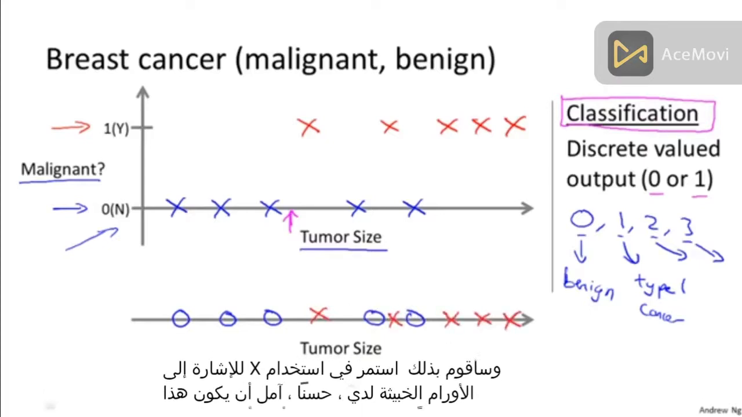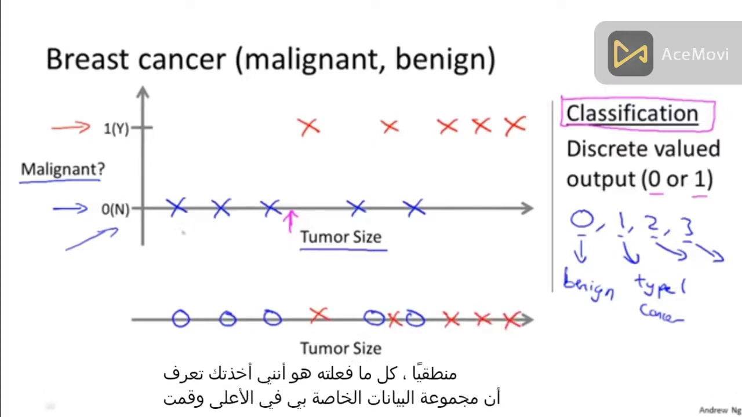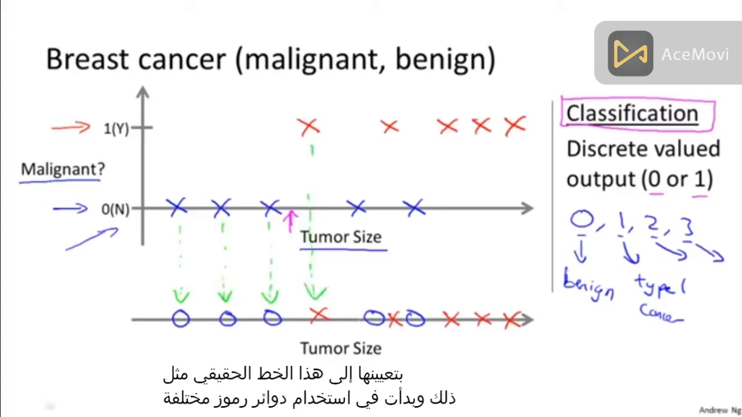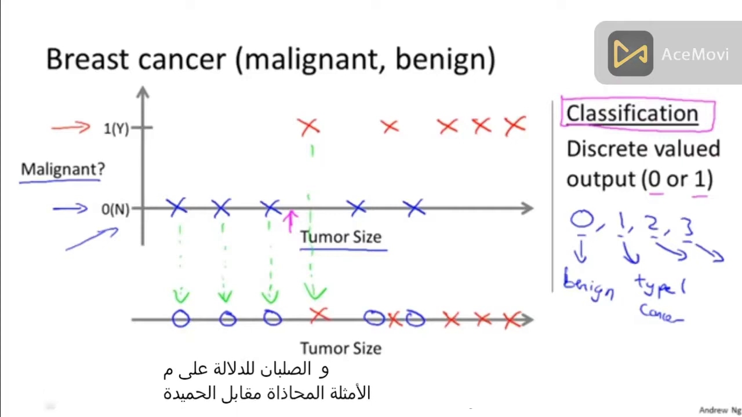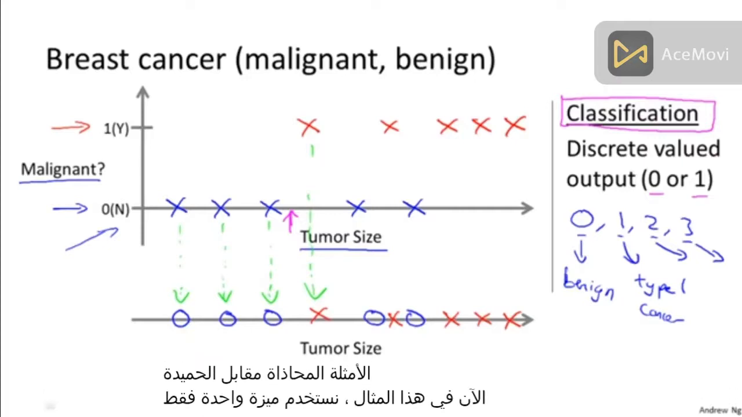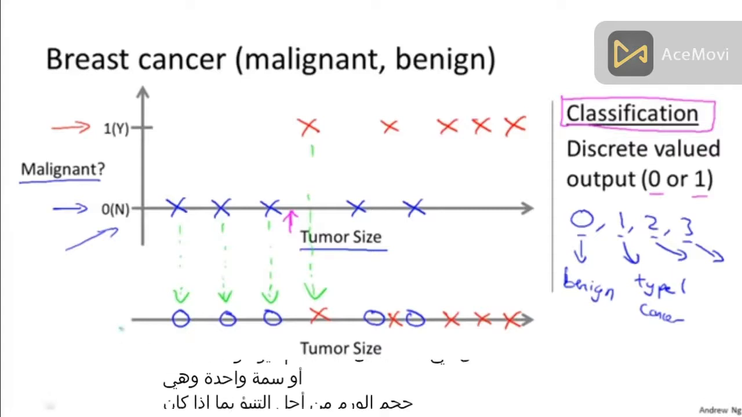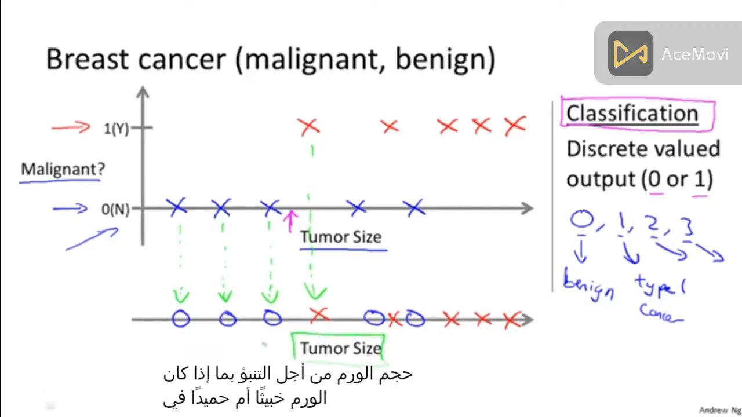Okay, I hope this figure makes sense. All I did was I took my data set on top, and I just mapped it down to this real line like so, and started to use different symbols, circles and crosses, to denote malignant versus benign examples. Now, in this example, we use only one feature or one attribute, namely the tumor size, in order to predict whether tumor is malignant or benign.